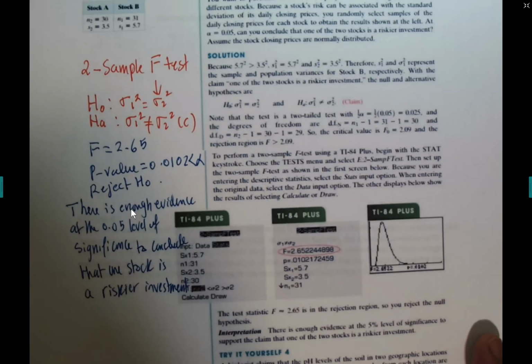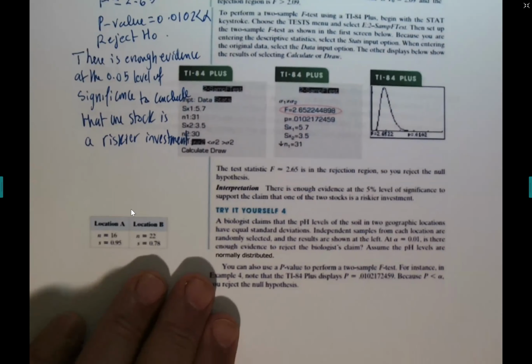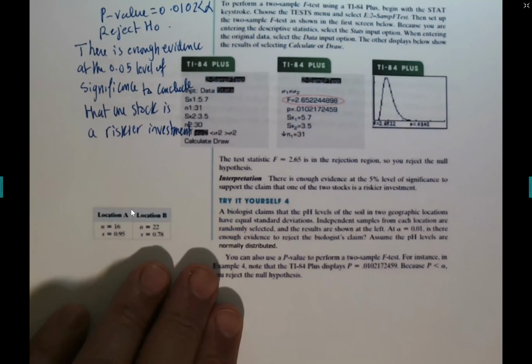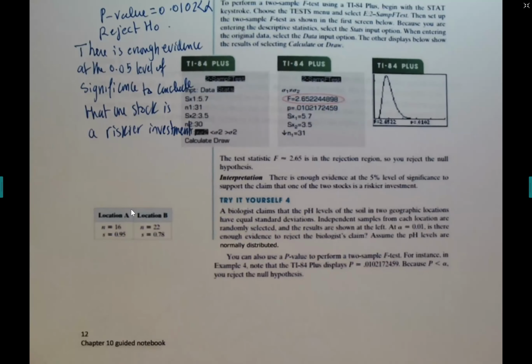We're going to do another question, guys, together. This is the "Try It Yourself" and I'll show you how to perform the test. So let's do Try It Yourself 4. A biologist claims that the pH levels of the soil in 2 geographic locations have equal standard deviations. Independent samples from each location are randomly selected and the results are shown at the left. At alpha equals 0.01, is there enough evidence to reject the biologist's claim? Assume that the pH levels are normally distributed.